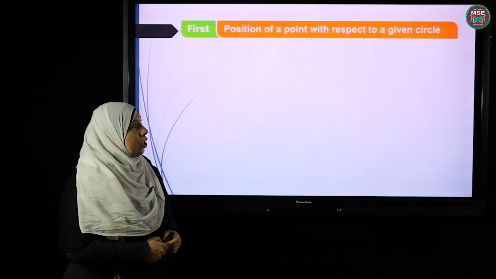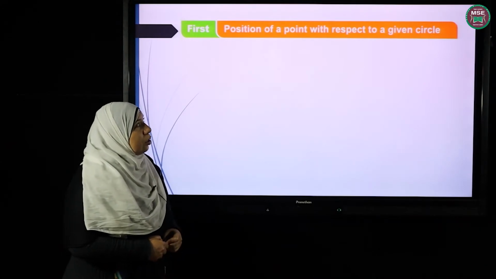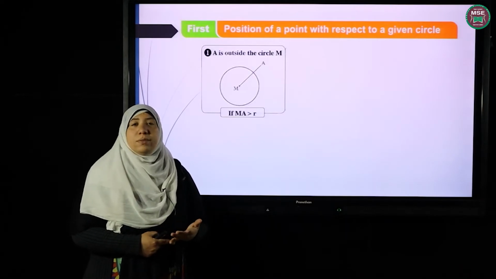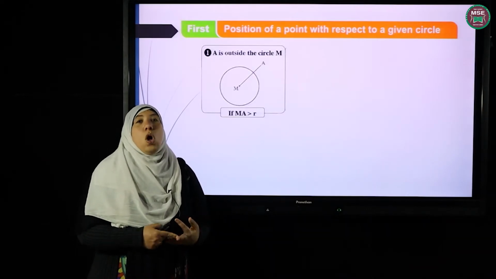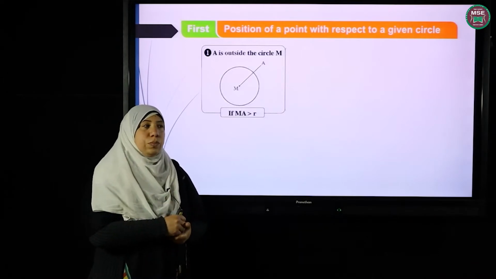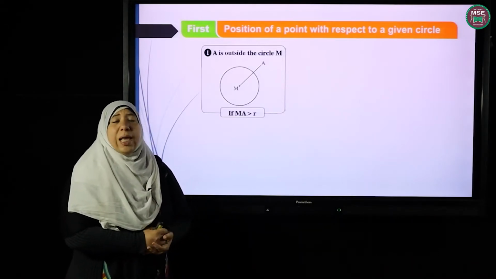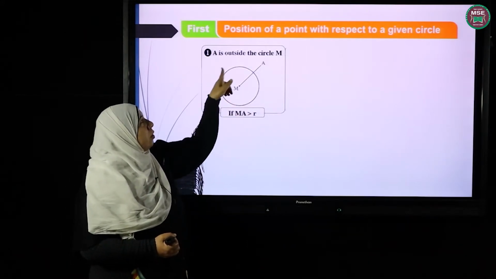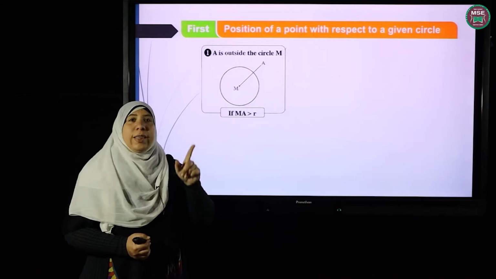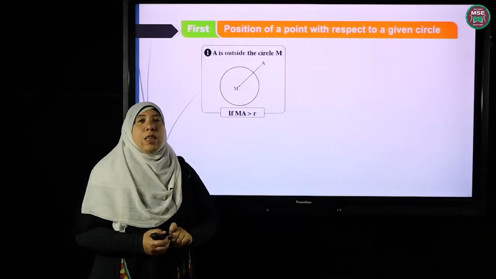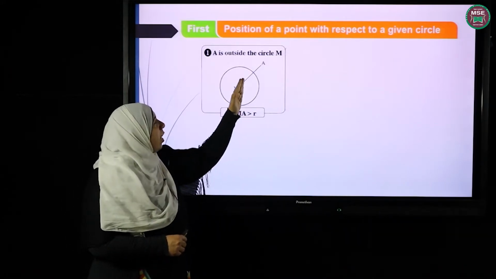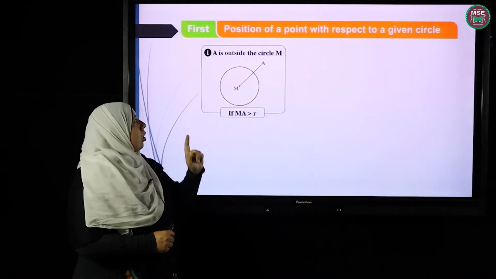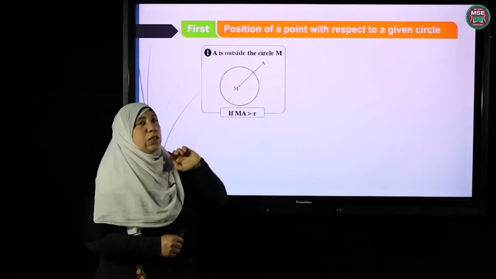If I have a circle, the point here could be inside the circle, outside the circle, or on the circle. You know the difference between the circle and the surface of the circle. The circle is the line drawn outside. This line is the circle. The surface of the circle is all the area inside this line.